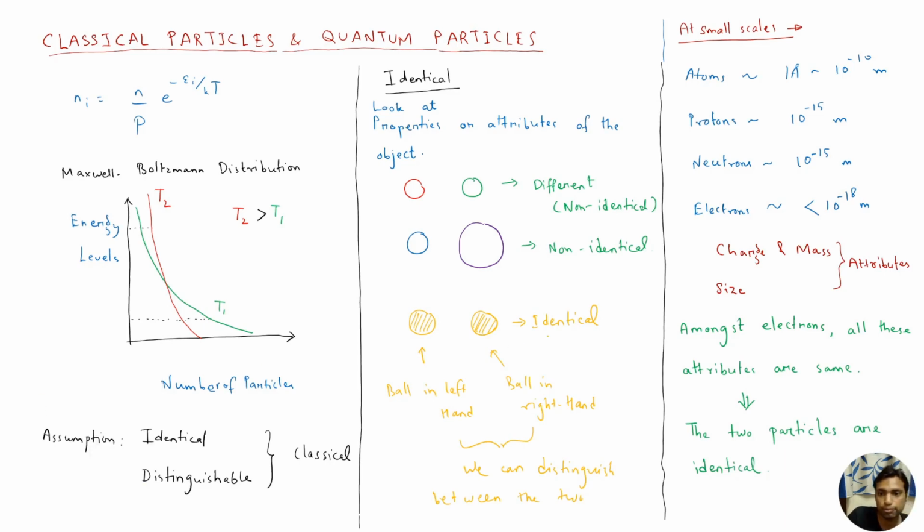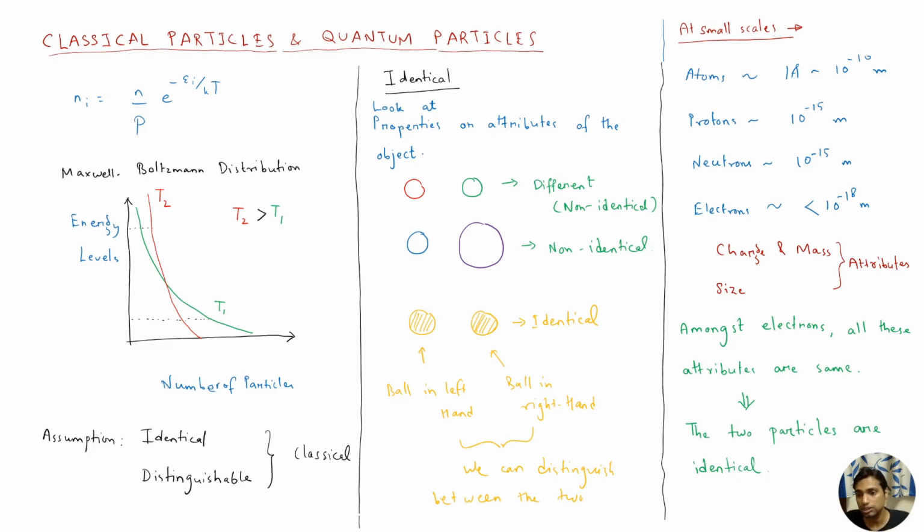But let us see what happens at small scale. At small scale, if I give you two electrons, or say two protons, the charge is the same, the mass is the same, and whatever the other attributes are, all are exactly the same. Then we say that these particles are identical.